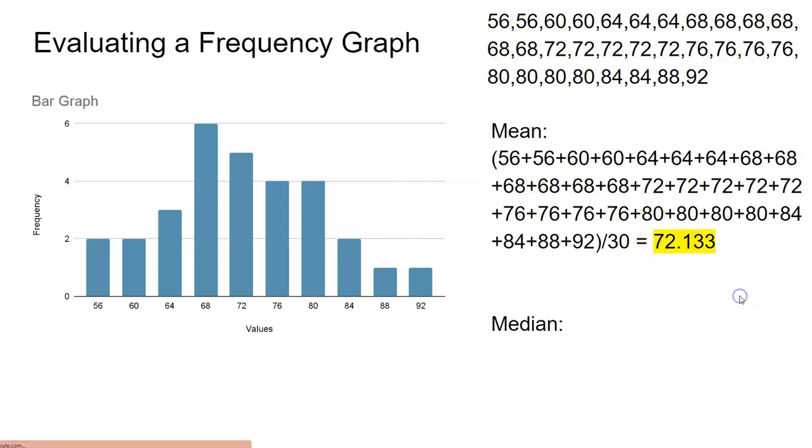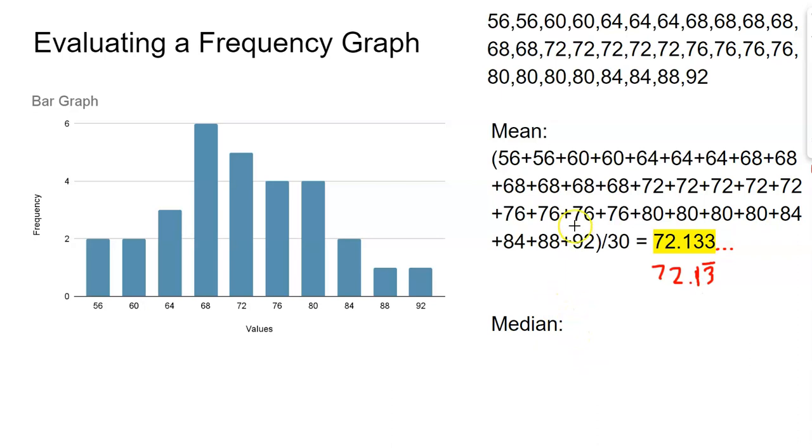So finding the average, it's 72.13 repeating. I really should have put the ... or better yet, I should have just wrote the repeating bar above the 3. That's my fault. Now the median, what's the median?